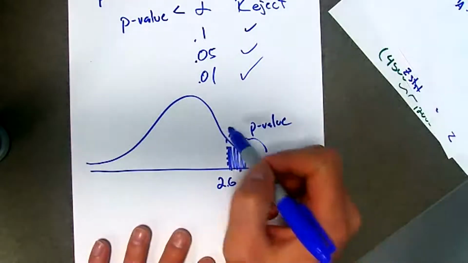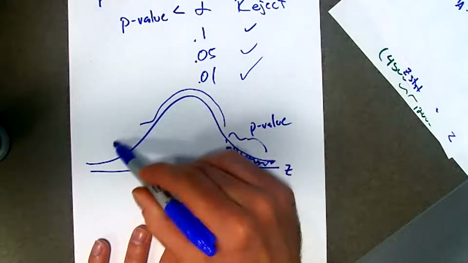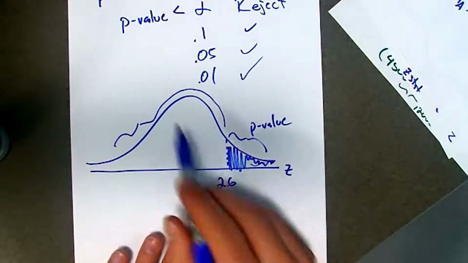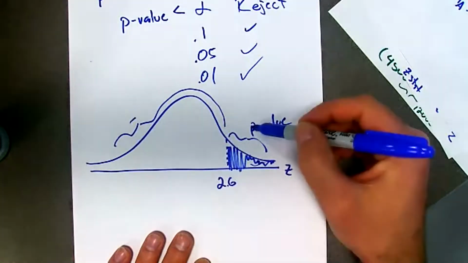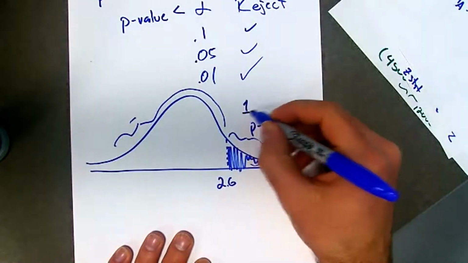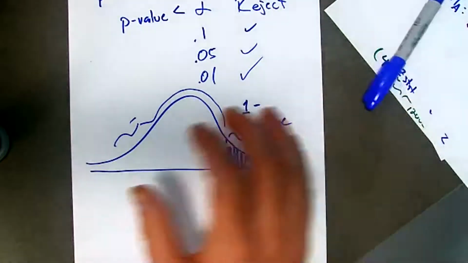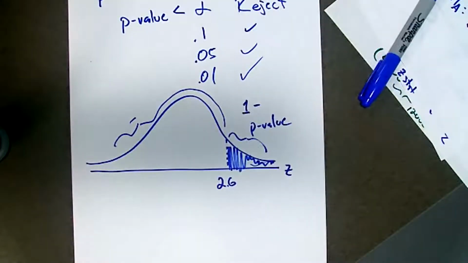Now I have a function in Excel that I can use. I can tell it that z-value of 2.6, and Excel will tell me the area to the left. If I want the area to the right, the only thing I have to do is subtract it from 1. So we'll go to Excel.